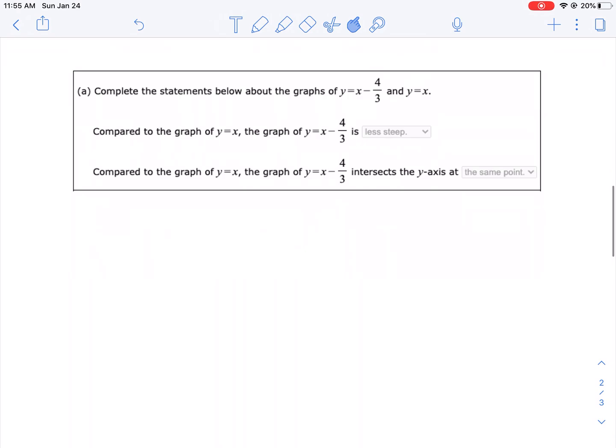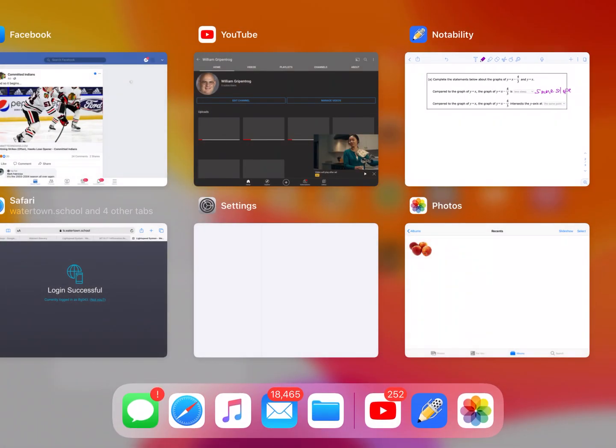If we take a look at this problem, if I'm going to compare y equals x and y equals x minus 4/3, well, notice both of these have the same slope. Their slope is 1. So it's not less steep, it's the same slope. You can see that if you graph it. They had a scratch paper on there for you to graph. So actually do it.